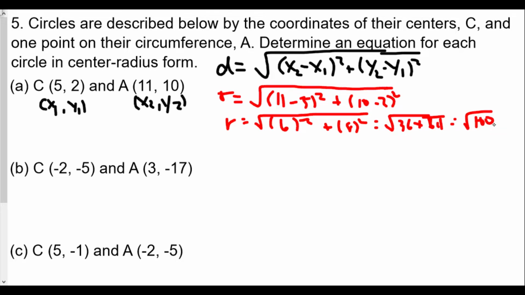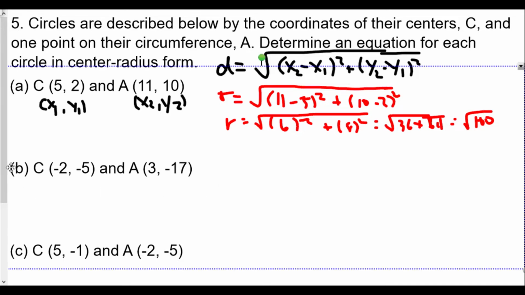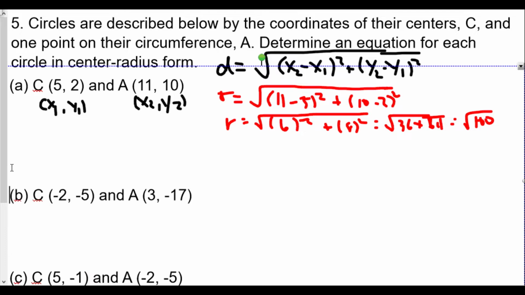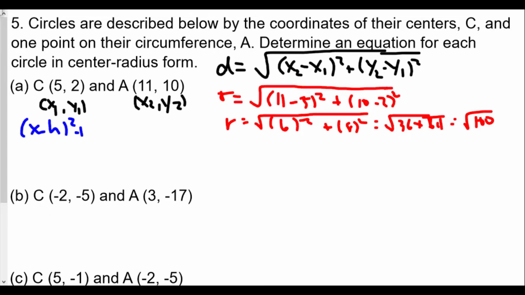Now, we don't need to simplify this, mainly because our equation of a circle is x minus h squared plus y minus k squared equals r squared. I need a little more space here, so let me push this down a little bit. And so here, again, we're using our formula, x minus h squared plus y minus k squared equals r squared. So the square root of r squared is 100, so r squared equals 100.